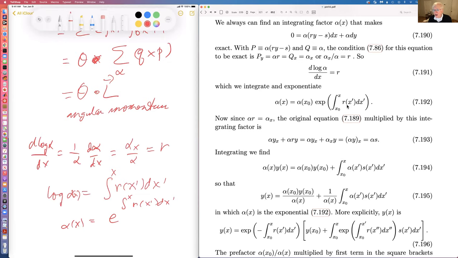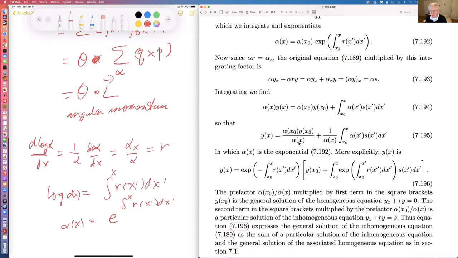And so now you can say, well, since alpha R is alpha sub x, the original equation multiplied by the integrating factor is alpha y_x plus alpha R y, and that's alpha y_x plus alpha_x y. That's the x derivative of alpha y, and that has to be alpha S. And so now we can integrate this. This is saying d/dx of alpha y is alpha S. And so we have to integrate alpha of x prime S of x prime over x prime, and that gives us alpha y. Dividing by alpha, we get this, but we know what alpha is. And so we have a general solution.